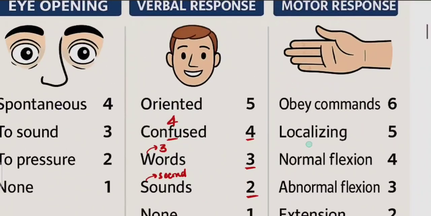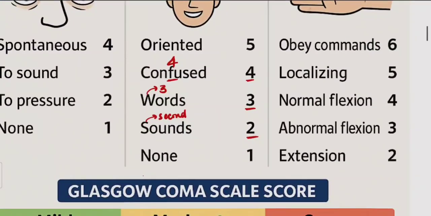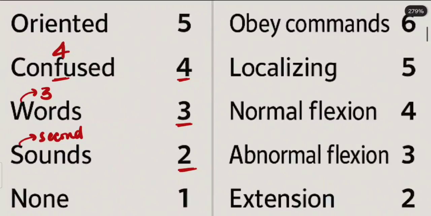Alright, next you have motor response. In the exam you will have localizing to the pain, right? The patient is localizing to the pain. You can make out a word out of localizing, that is local. And how many letters does it have? 1, 2, 3, 4, 5. So 5 will be your localizing.